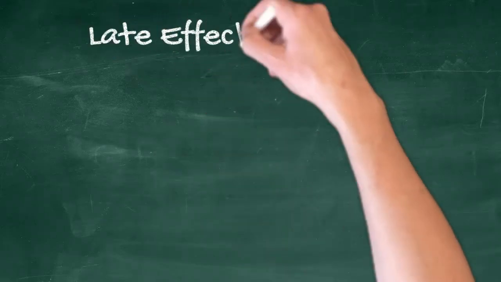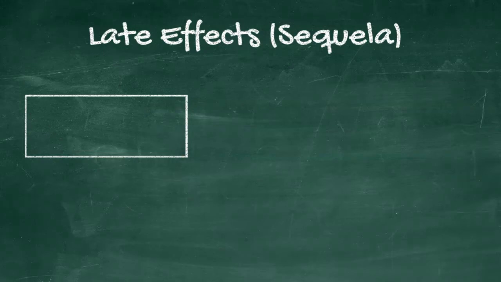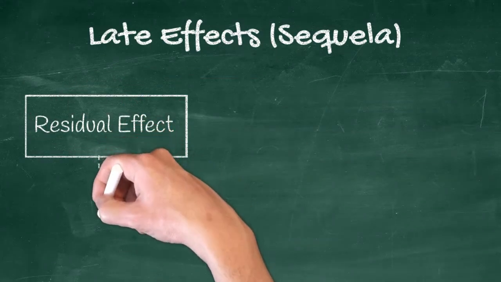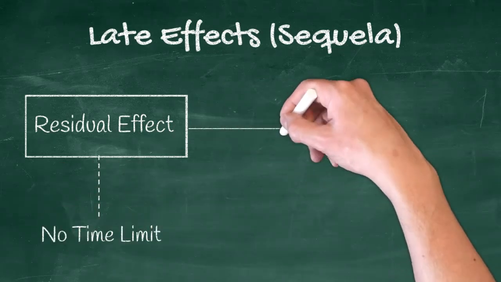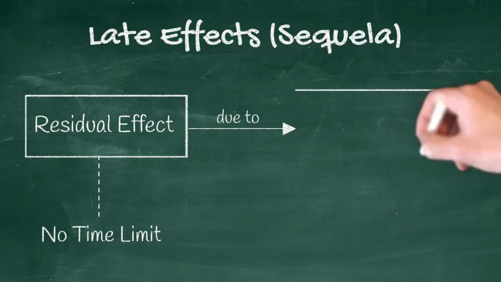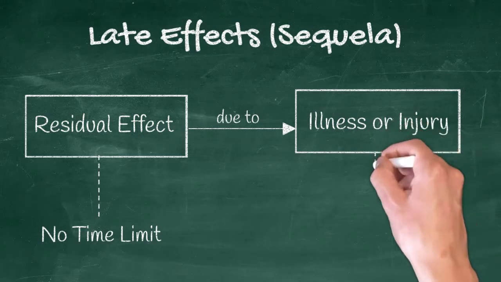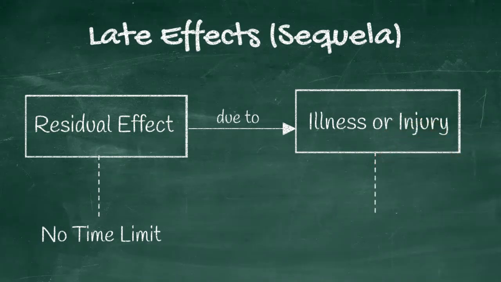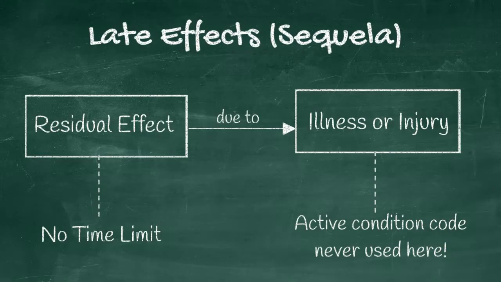Now, what are late effects? Late effects is the residual effect which has no time limit. So this could be one day after the previous illness or a year after the previous illness. And this residual effect is due to a previous illness or injury. So this could be an illness or injury. And when we use a late effects code, we don't have to use the code for the active condition of the given illness or injury.